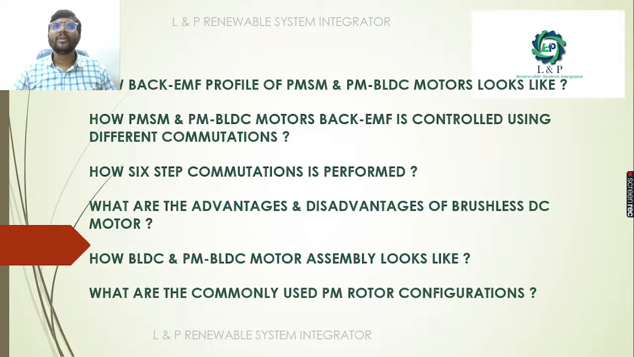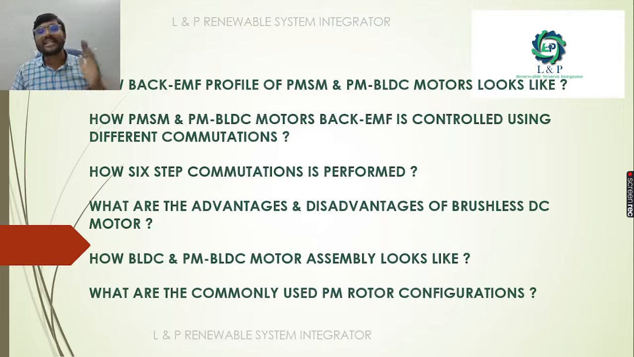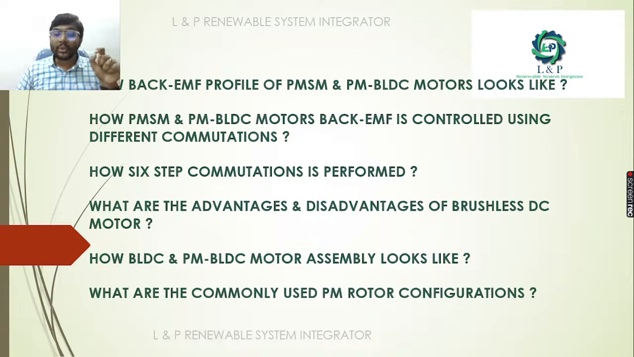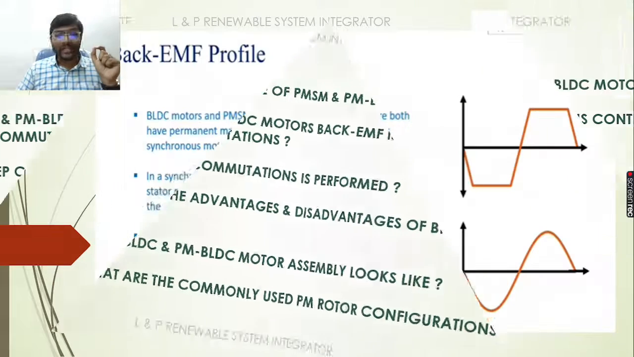So what are the things that we are going to discuss today in this part? How a back EMF profile of a permanent magnet synchronous motor and permanent magnet brushless DC motor looks like, and what are the different commutation methods used in permanent magnet synchronous motor and permanent magnet brushless DC motor. How a 6-step commutation is performed in the motor, and what are the advantages and disadvantages of this brushless DC motor. Now how a brushless DC motor and a permanent magnet brushless DC motor assembly looks like, and what are the commonly used permanent magnet rotor configurations.